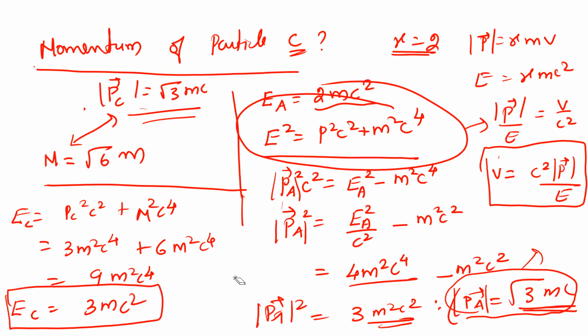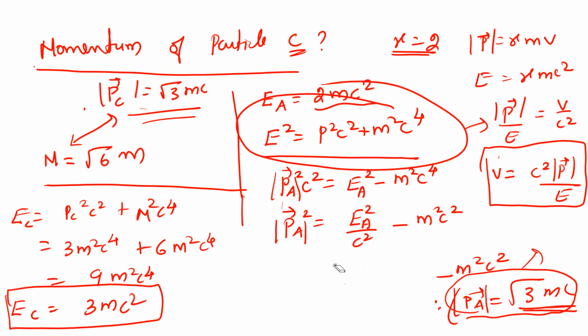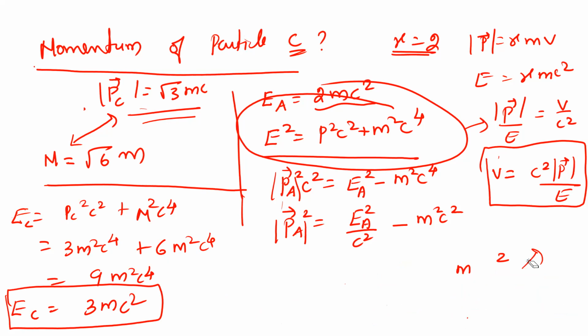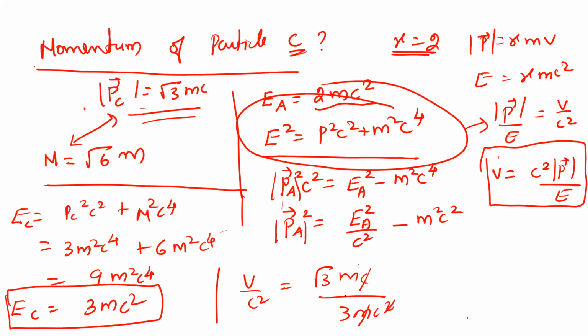Now you can simply divide it. V by c² is equal to P by E, so it's equal to root 3 mc divided by 3mc².